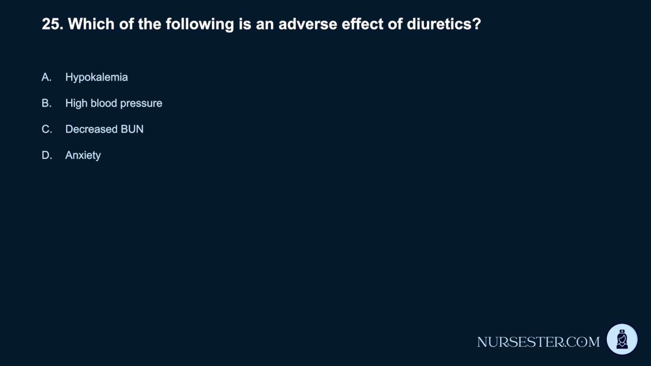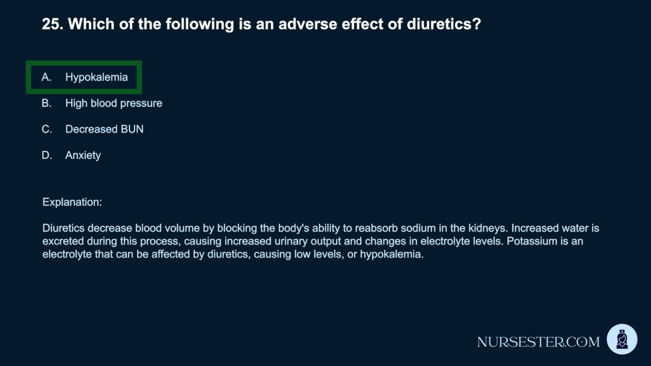25. Which of the following is an adverse effect of diuretics? A. Hypokalemia. B. High blood pressure. C. Decreased BUN. D. Anxiety. Correct answer, A. Hypokalemia. Diuretics decrease blood volume by blocking the body's ability to reabsorb sodium in the kidneys. Increased water is excreted during this process, causing increased urinary output and changes in electrolyte levels. Potassium is an electrolyte that can be affected by diuretics, causing low levels, or hypokalemia.